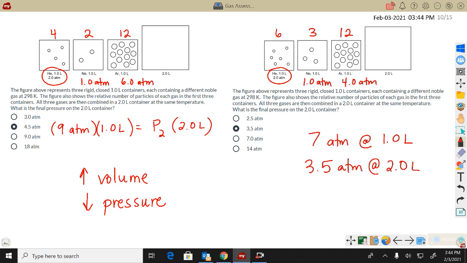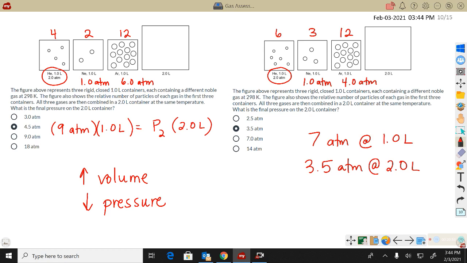Now, if I put all 3 of those gases into just another 1 liter container, then all you would do is add the pressures. That would be Dalton's law of partial pressure that says the sum of the pressures would give you the total. If I put those 3 gases in a 1 liter container, the pressure would be 9 atmospheres if I didn't change the volume. But I am changing the volume. I'm doubling the volume. So you didn't have to do a calculation.